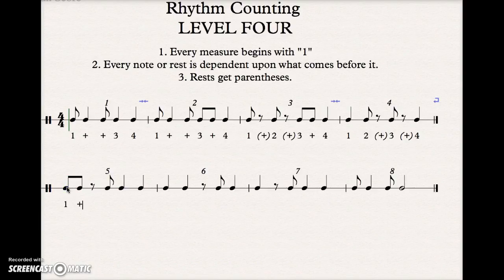1 and. This is an eighth rest, and it starts on beat 2. Because beat 1 is done with these two eighth notes. This is only an eighth rest and only takes up half the beat. So this becomes the and of 2. Now beat 2 is done.